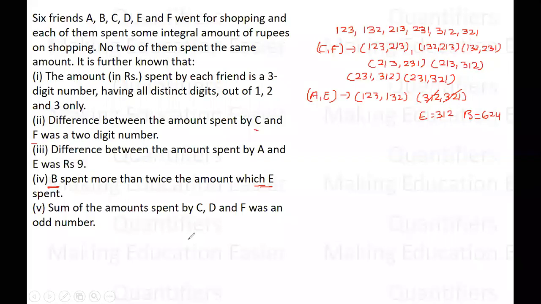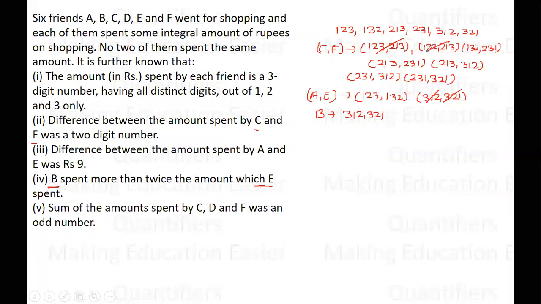So the only possibilities for A and E are that they will spend 123 and 132. In both cases, B will spend either 312 or 321. So these are the possibilities for A, E, and B. Now, considering the possibilities for A and E, 123 and 132 cannot go to C or F. That means this case is not possible.